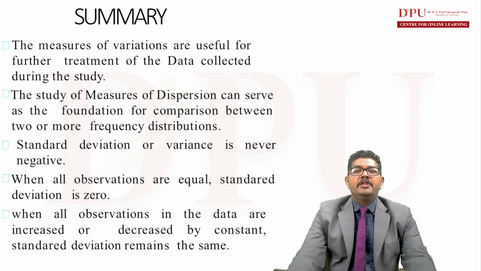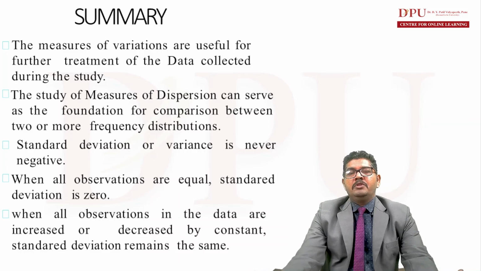Summary: the measures of variation are useful for further treatment of data collected during the study. The study of measures of dispersion can serve as the foundation for comparison between two or more frequency distributions. Standard deviation or variance is never negative. Standard deviation cannot be negative, variance cannot be negative. When all the observations are equal, standard deviation is equal to 0. So when there is no spread in the data, when all the observations are same or equal, then there will not be any spread or dispersion, and therefore the standard deviation will be equal to 0.